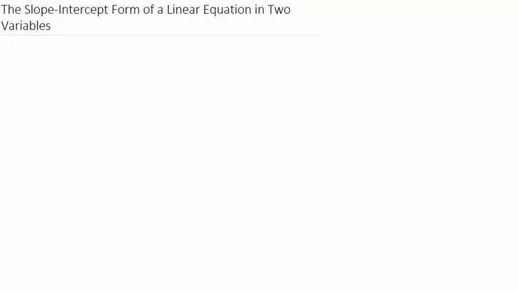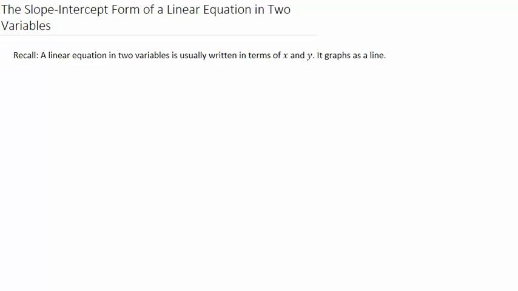All right, we're going to examine linear equations in two variables, but we're going to look at the slope-intercept form of those types of equations in particular. So let me remind you what a linear equation in two variables is. A linear equation in two variables is usually written in terms of x and y, and x is to the first power, y is to the first power. That's what makes it linear. And since they're to the first power, the graph is a line.